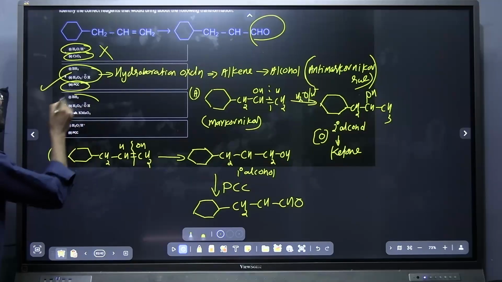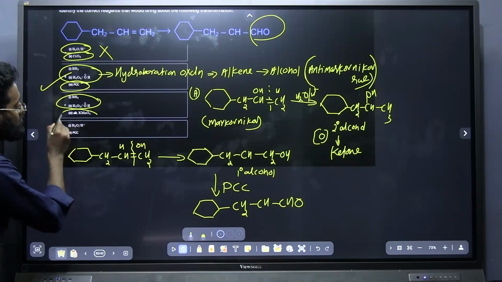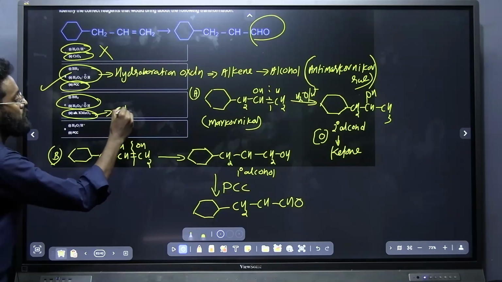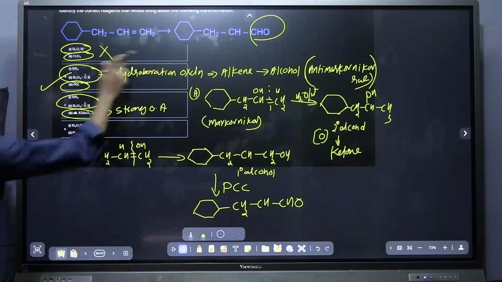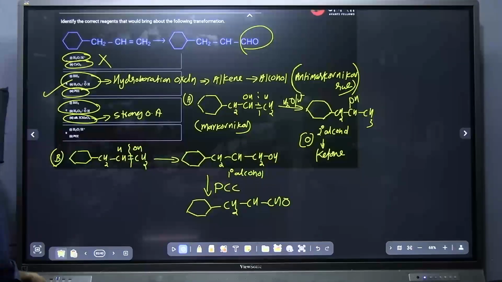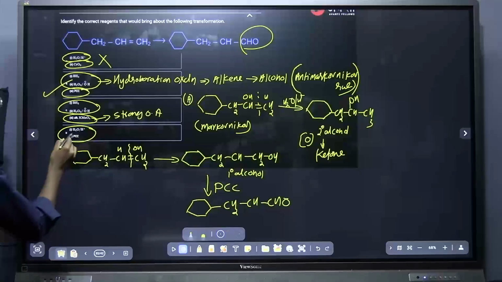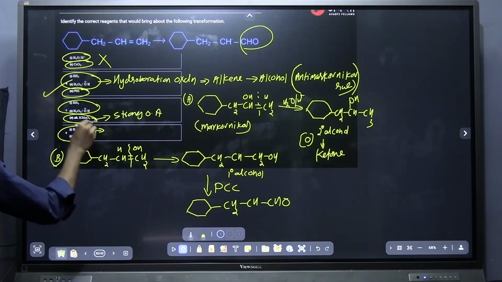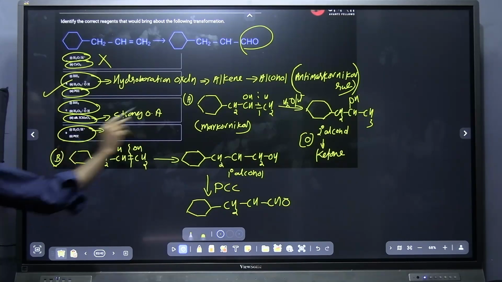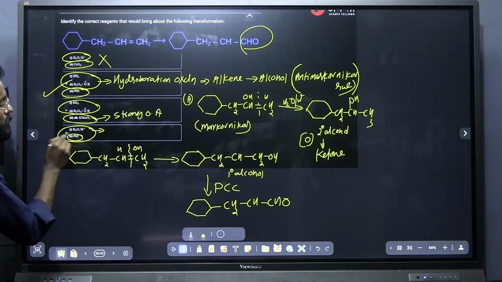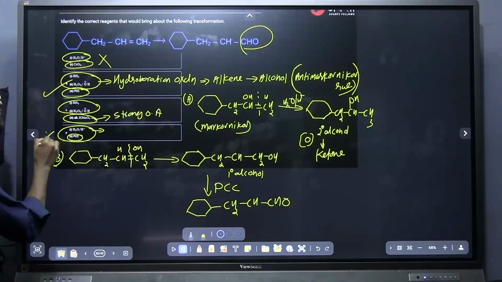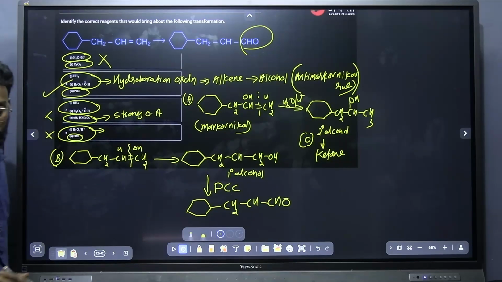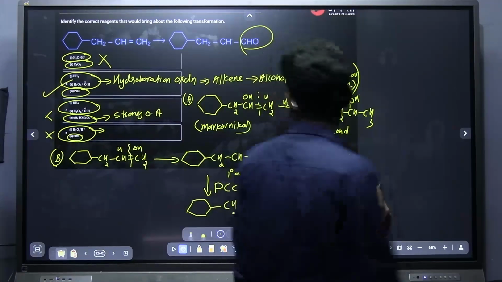Now in option C we can also see hydroboration oxidation. But the third one is alkaline KMnO4. It is a strong oxidizing agent that will make this an acid, which is not our product. Here you can see addition of H2O, which will give the Markovnikov product. Markovnikov product means secondary alcohol. Secondary alcohol on treating with PCC, we won't get aldehyde, we will get ketone only. So that is not the answer. These are not the answer. This is the answer. Hope all of you got a complete idea about this question.